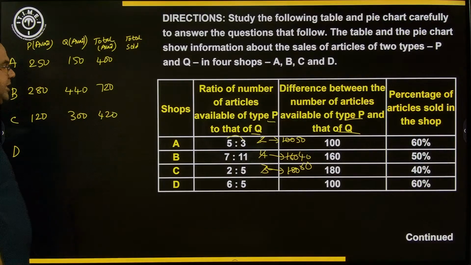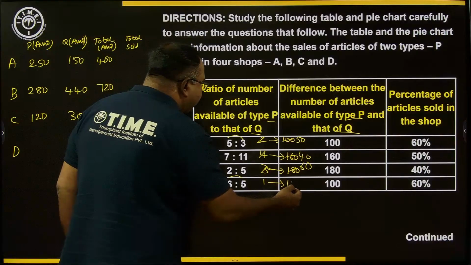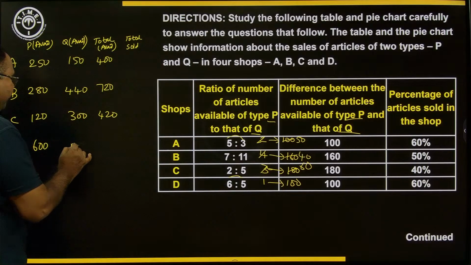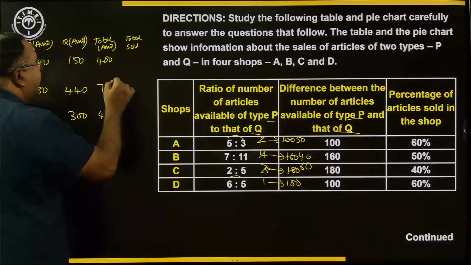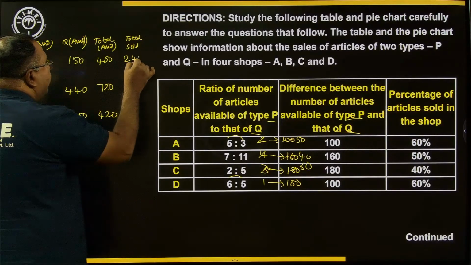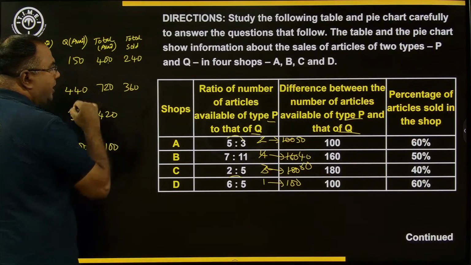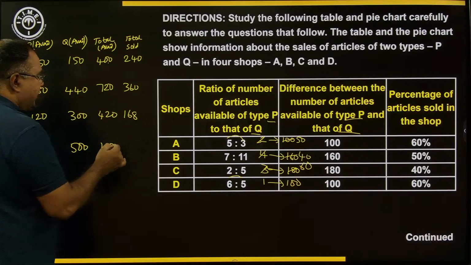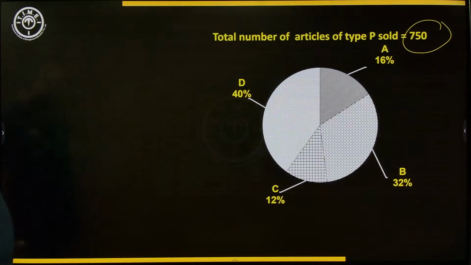Right? Then 6 is to 5. Difference 1 part. 1 part is 100. So 6 parts, 600. 5 parts, 500. Total 1100. How many sold out of the 60%? So 240 sold. And out of this, how many sold? 50%. 360 sold. And out of this, 40%, 168 sold. And out of this 60%, 660 sold. Right? Now I got total sold.